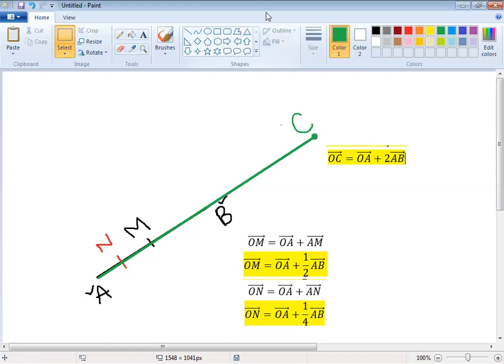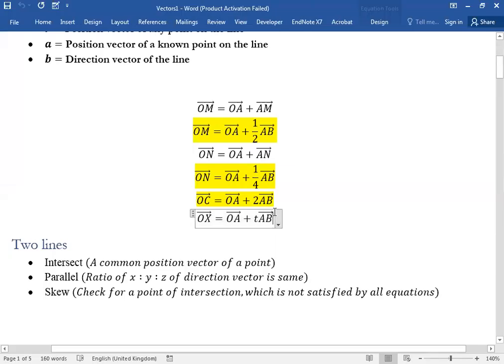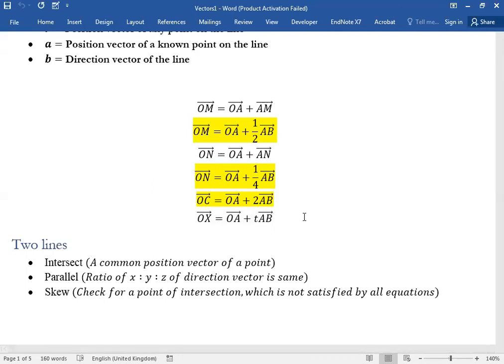Class, is this clear? Yes, sir. Okay. So now concluding this entire thing, I can say that if I wanted to find any point on the line, which I am calling X, the position vector of any point on the line X, OX, can be written as OA plus T times AB. I just don't know the value of T because I don't know where the point X is. Can I do that? I just put in the appropriate values of T and I get to the point X.